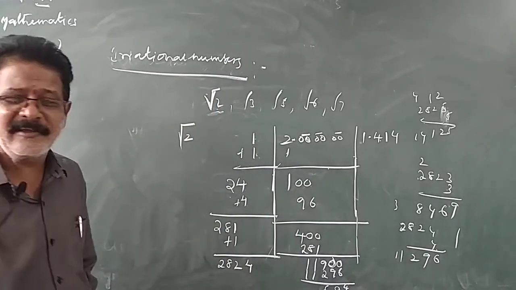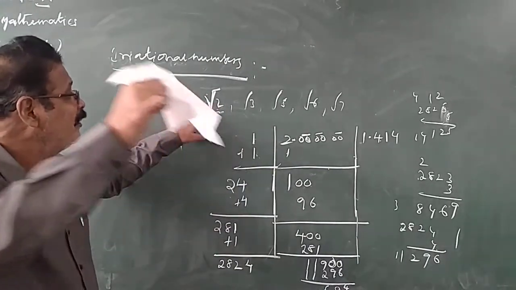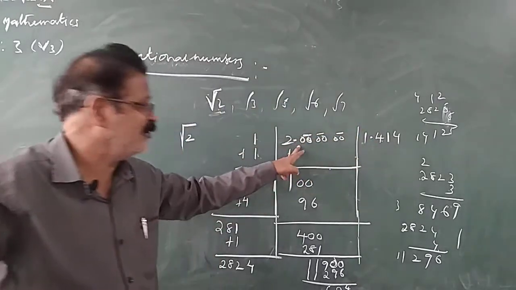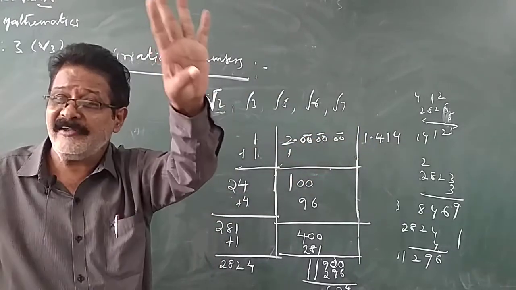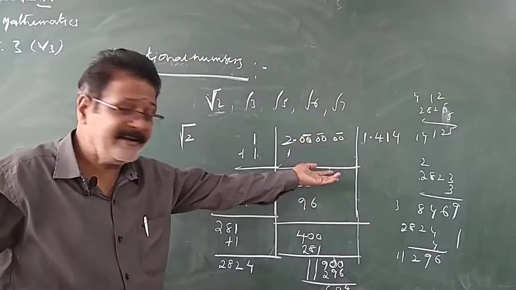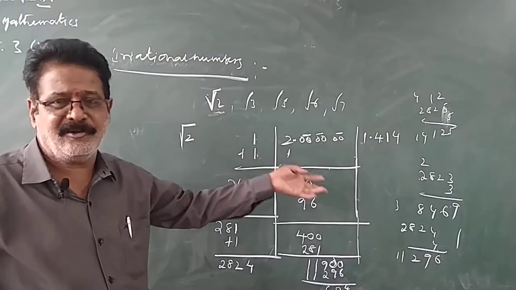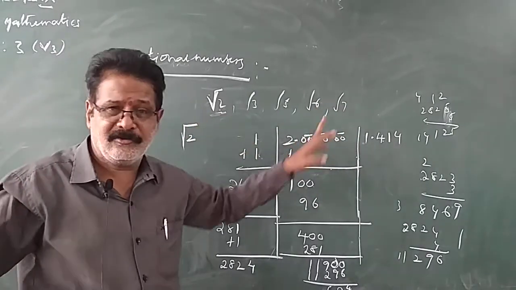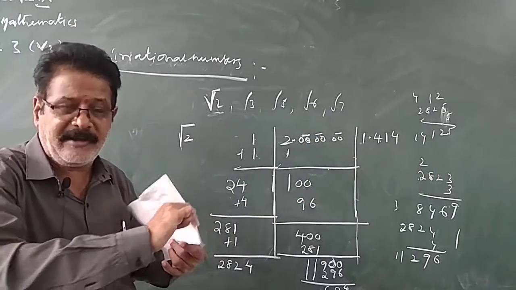You can stop the division. Why? Because we have to find the square root of 2 up to 3 decimals. Up to 3 decimals means 3 twos are 6 zeros we get. Up to 4 decimals means 4 twos are 8 zeros. Up to 5 decimals means 5 twos are 10 zeros, which means 5 pairs. 5 pairs, 0 0, 0 0 like that. Pair of zeros you write, 5 pairs you write down.